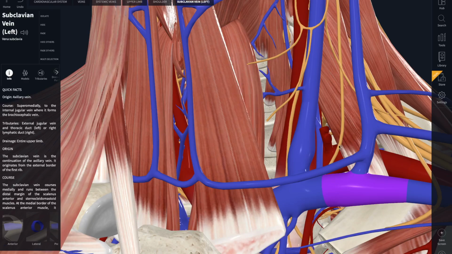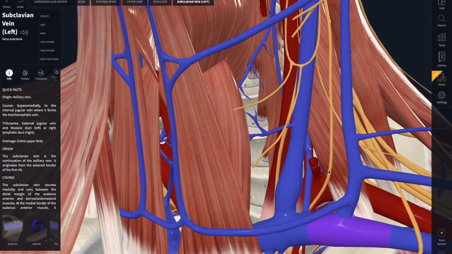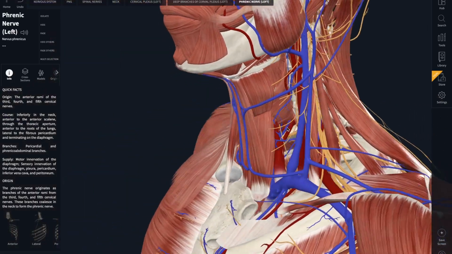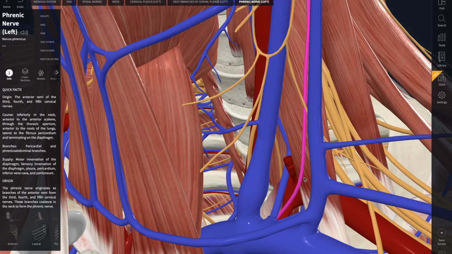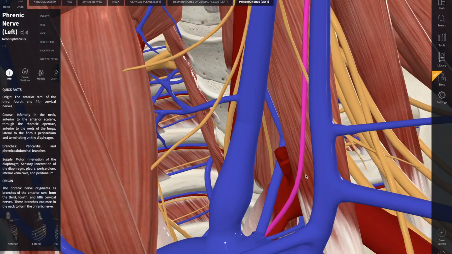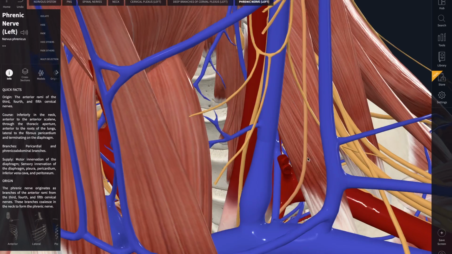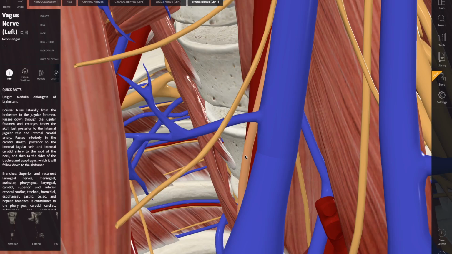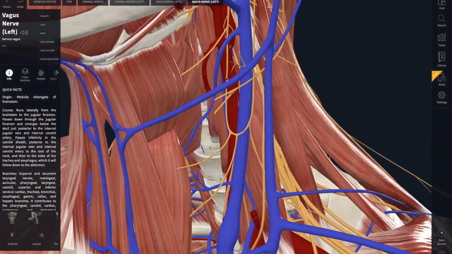Now the nerves are also very, very easy. It's almost like child's work. So obviously you have your phrenic nerve. Now the phrenic nerve supplies the diaphragm. So this is the first nerve structure. Then we have the vagus nerve, and we have the recurrent laryngeal nerve. Here we have the vagus, and we also have the recurrent laryngeal nerve. I don't know if you can see it here.